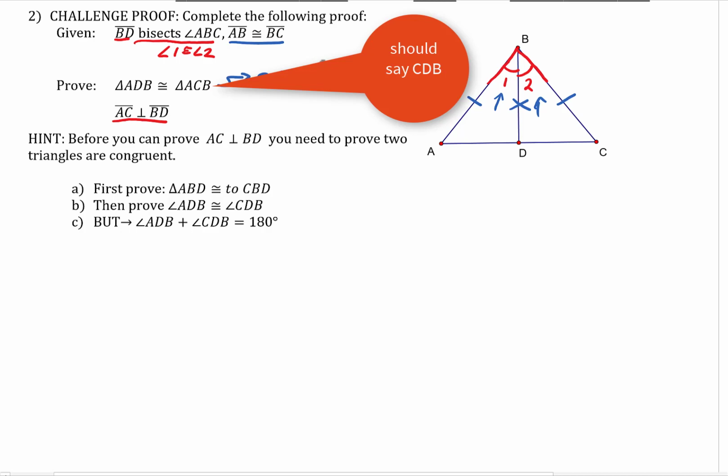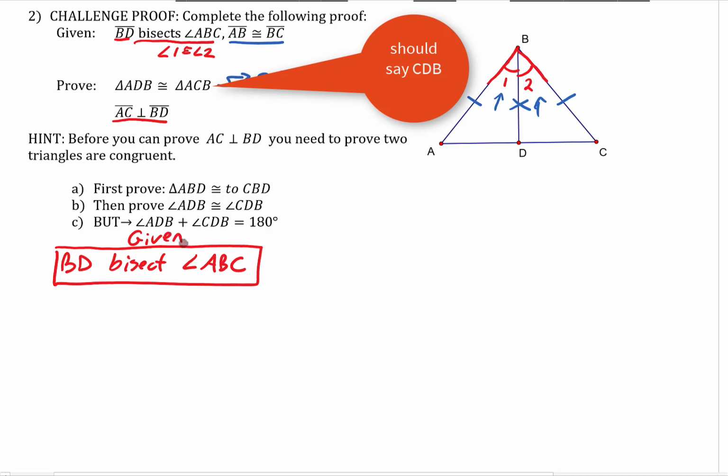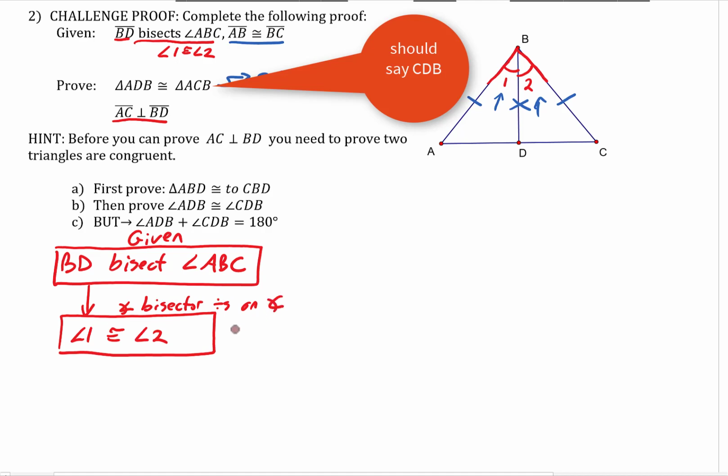So let's get started with this proof. I'm going to do a flow chart. So let's start with the given. BD bisects angle ABC. That's true because, well, it's given. That's how we started. And because of this, I can say, because I drew it in angles here, angle 1 is congruent to angle 2. Why? Well, an angle bisector divides an angle into two congruent parts. Okay. Now if you look at it, this happens to be the included angle, so I'm just going to mark it. Included angle, just to keep track.